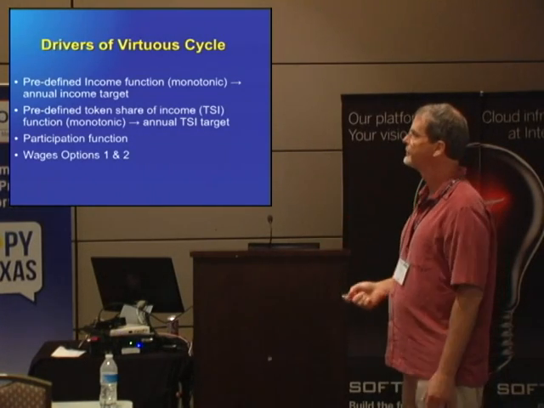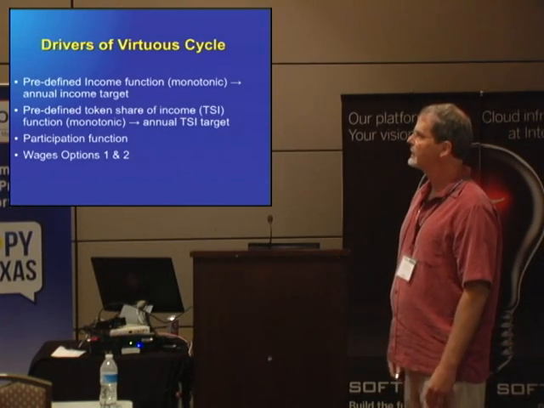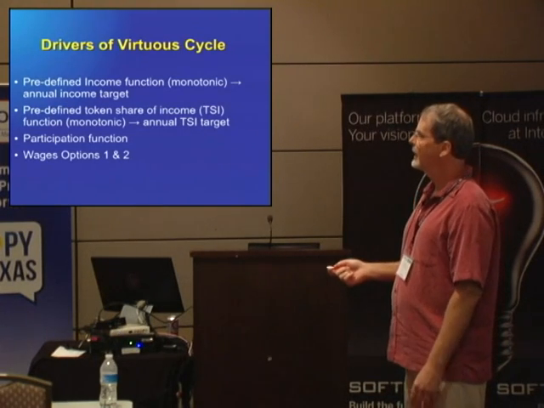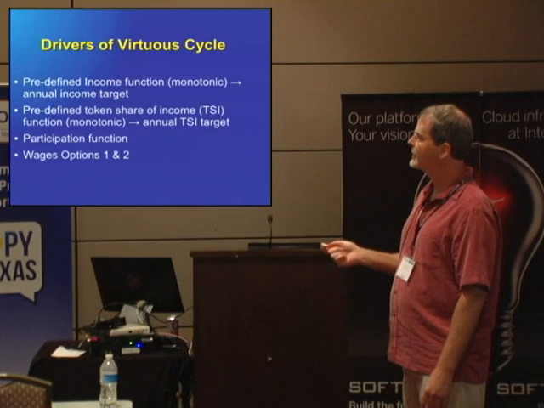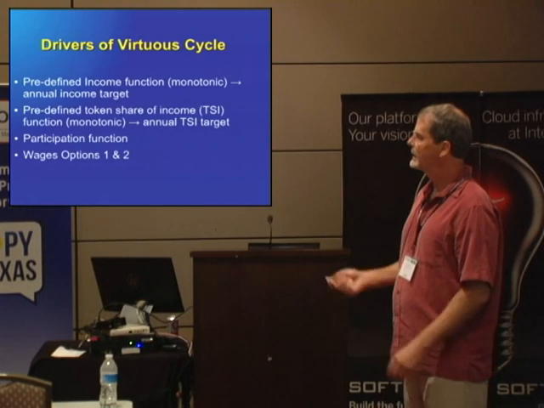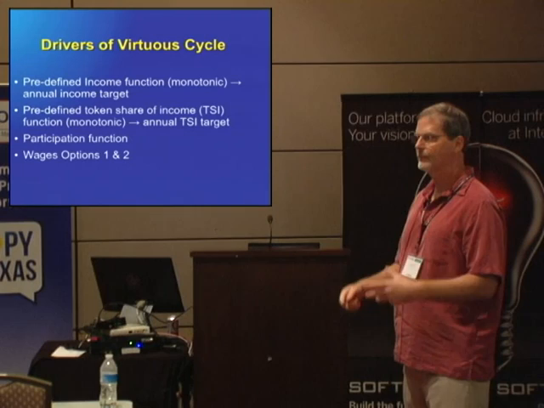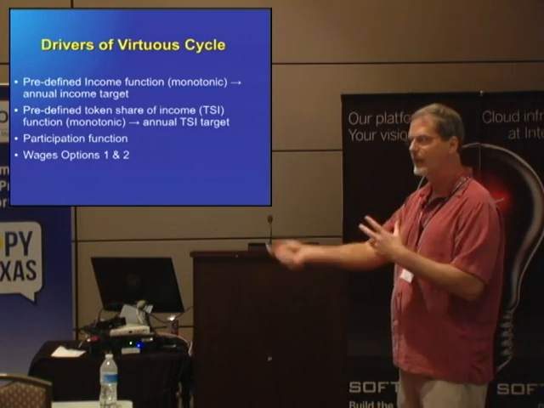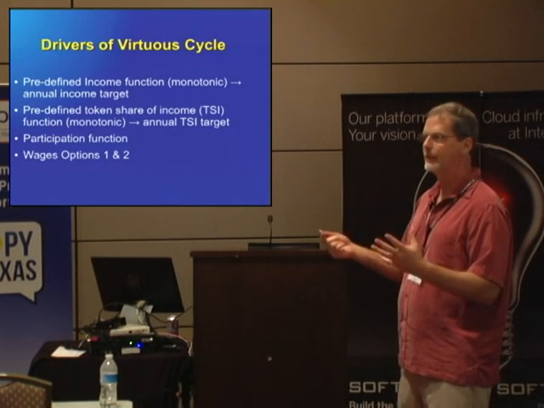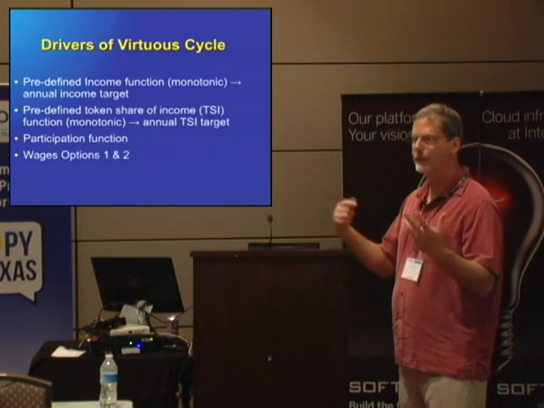So the predefined income function leads to a series of annual income targets that the community tries to reach. Likewise, there's a predefined function for the token share of income, TSI, token share of income, and it leads to an annual series of TSI targets. That is, in this local economy, a certain percentage of the money is going to be tokens, and a certain percentage of the money is going to be dollars. And there's also a participation function governing how many people join and how quickly they join.